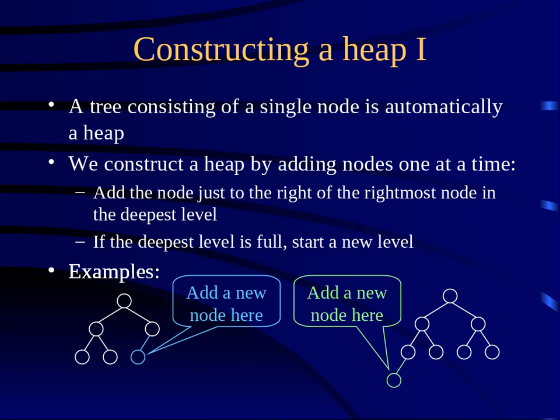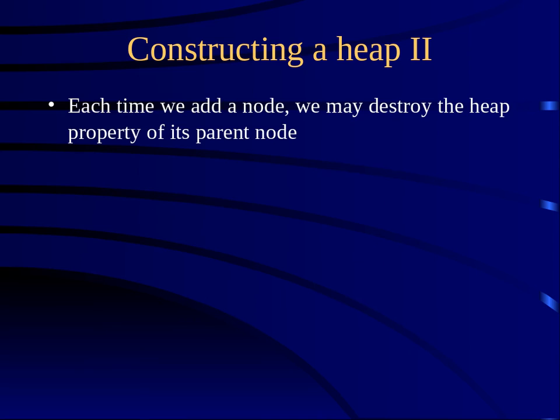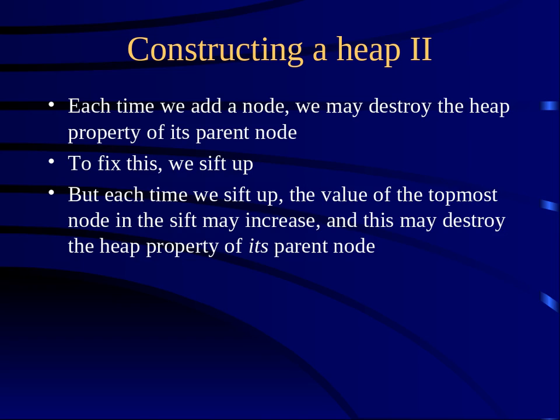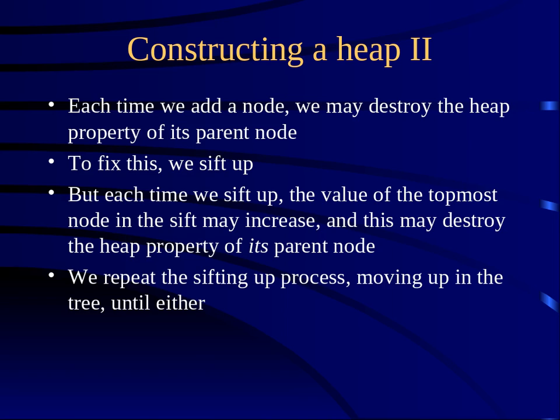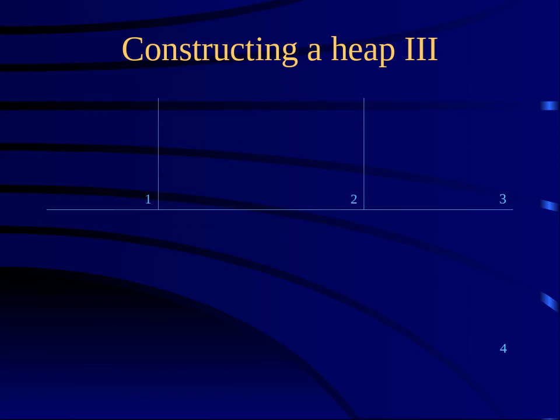And if you're on this side, you'd add the new node at the next level. How are we doing? All right. Well, the only problem is that each time we add a node, we may destroy the heap property of its parent node. So then we have to sift up. Each time we sift up, the value of the topmost node may increase and may destroy the heap property. So we have to keep sifting up until we either reach a node whose values don't need to be swapped because the parent is still larger than the children, or we're at the root, because once we're at the root, we don't need to go up anymore.